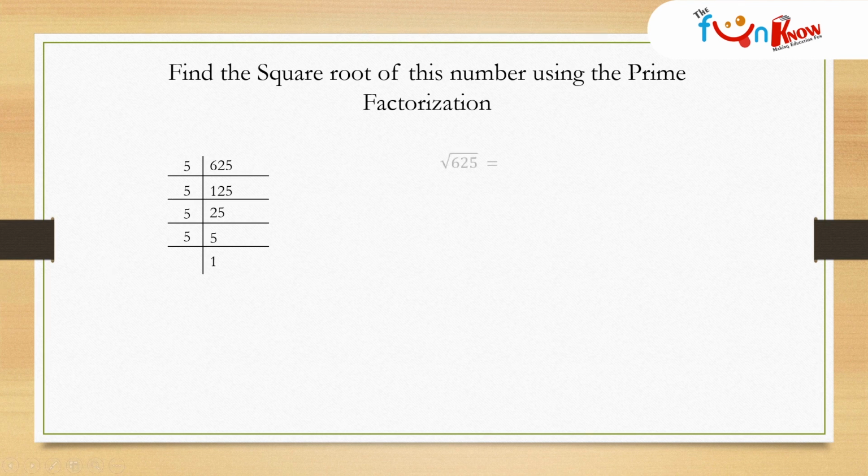Now what we'll do, we'll write the factorization over here. Now for the square root, we will take pairs. So we'll take both these pairs, and this pair will be considered as 1, this pair will be considered as 1. So 5 into 5, so the square root of 625 is 25. Exactly, students. I hope you're now understanding how to find the square root of a number. But the method which we are using over here is known as factorization, or you can also say prime factorization, students.